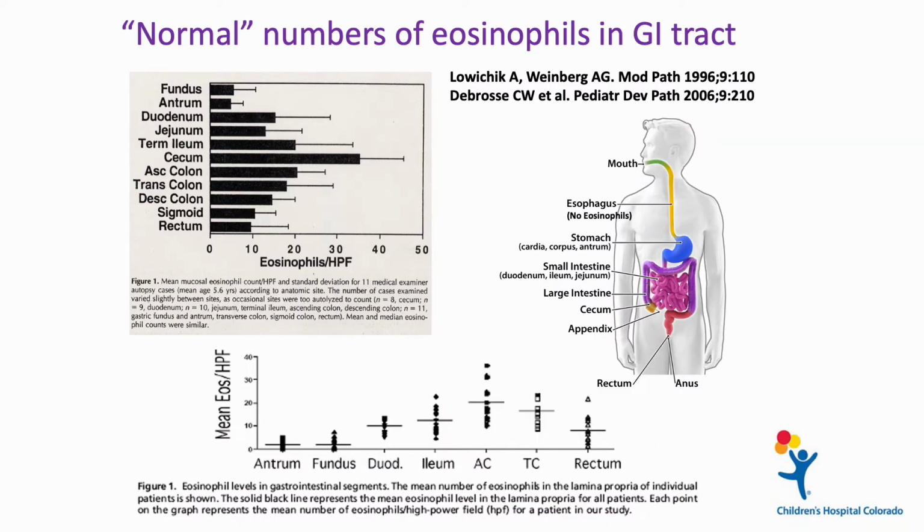As a result, it's normally found throughout the GI tract except for in the esophagus. Numbers increase from the fundus of the stomach to the cecum and decrease from the cecum to the rectum.